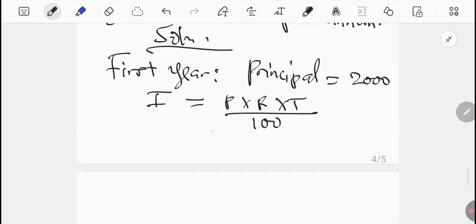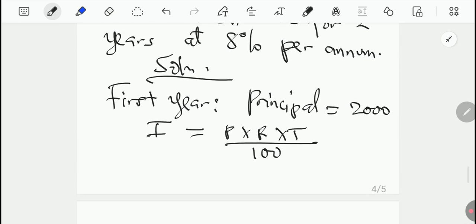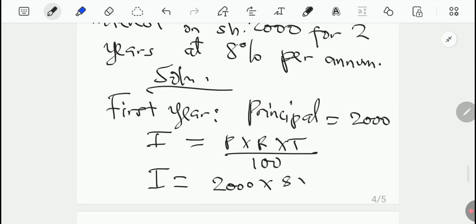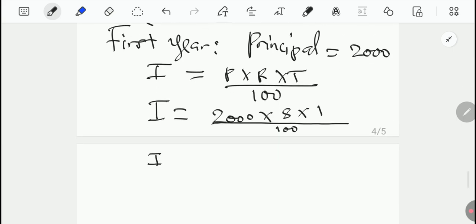Now, in the first year, the time is 1 year. So interest is the same as principal, which was 2000, times the rate, which was 8%, times the time. First year, that was 1 year. Since there are 2 years, first calculate for each year. Divide by 100. When you press your machine, what do you get? You can pause the video and continue. What do you get? You will get 160, in shillings.